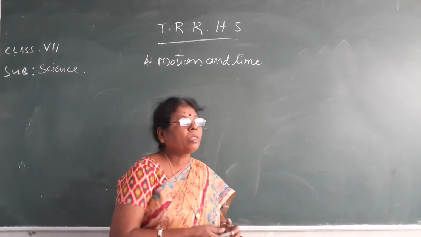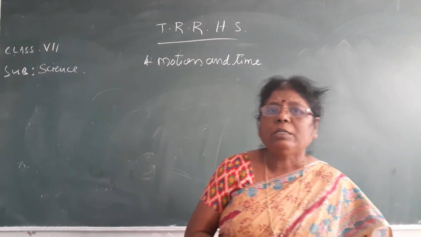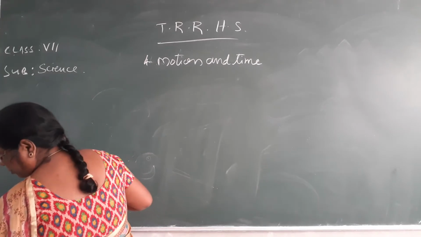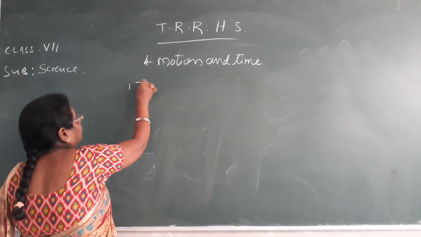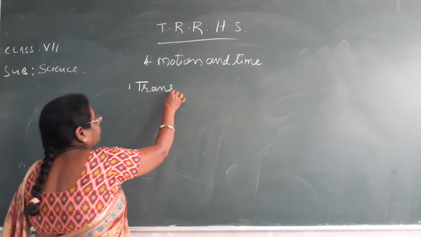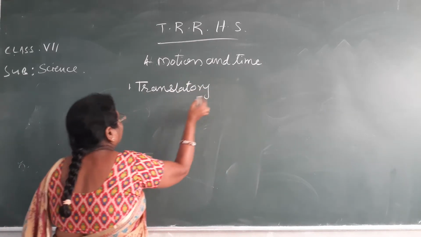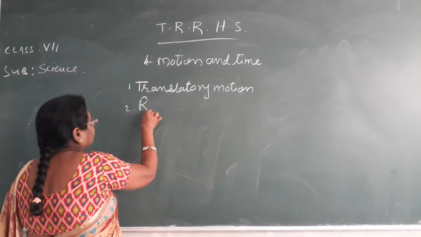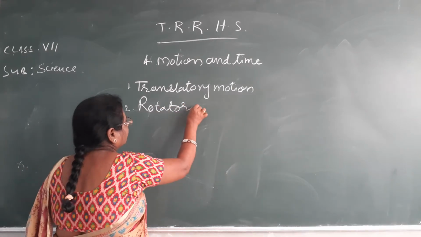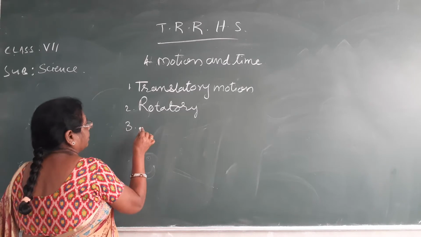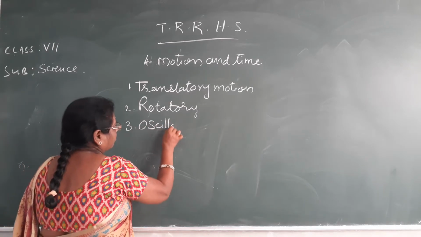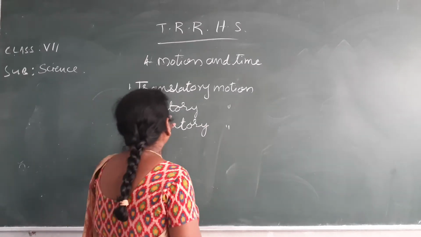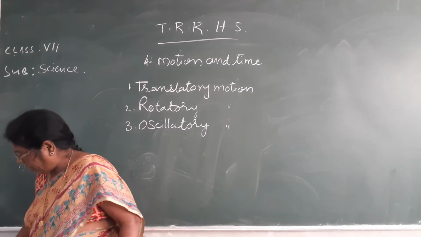Now, apart from this, there are mainly three types of motion. What are they? Translatory motion, rotatory motion, and oscillatory motion. I gave examples before also.